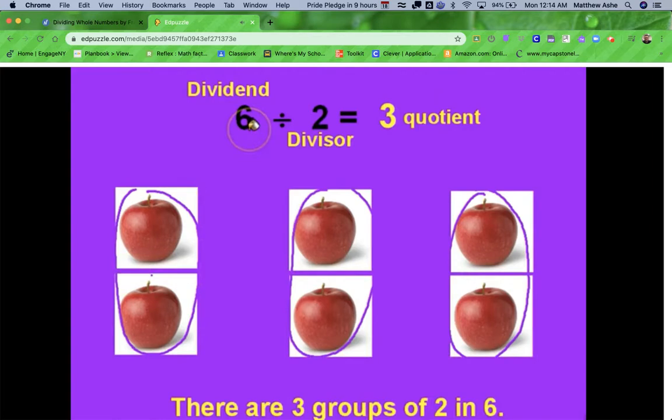The 6, our total number of apples, is called the dividend. The 2, the number of apples in each group, in this case, is called the divisor. 3, our answer, is called the quotient, and it tells us how many groups of 2 are in the 6. Let's look at this problem in a different way.